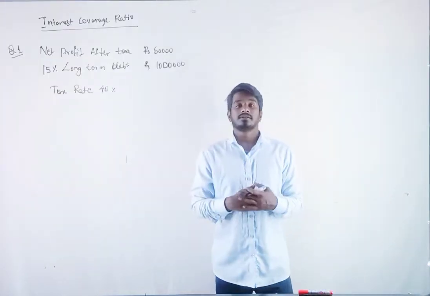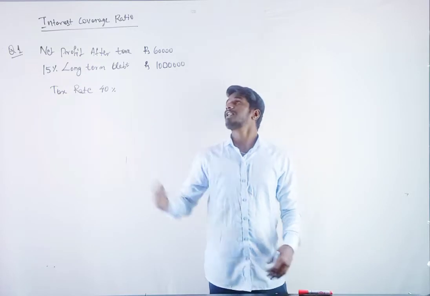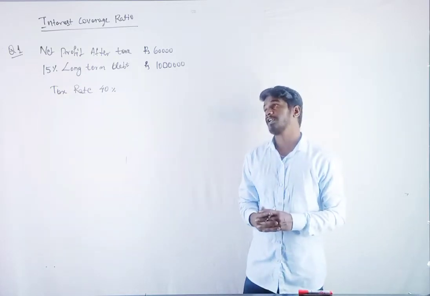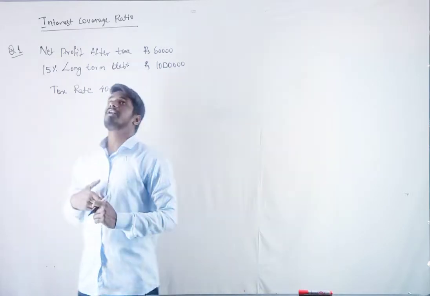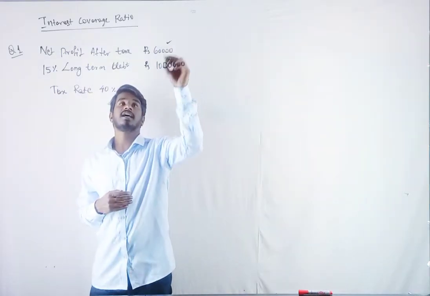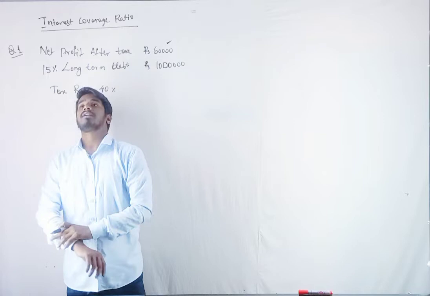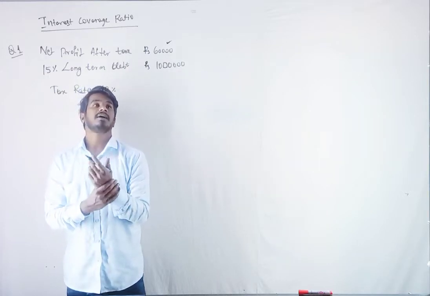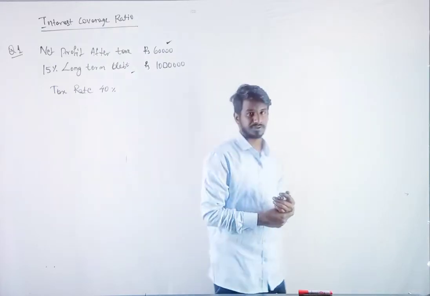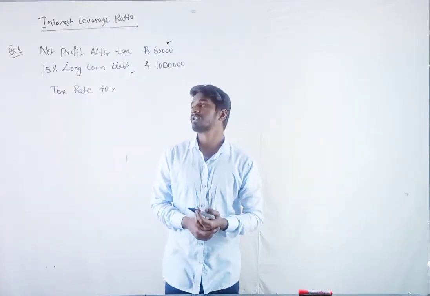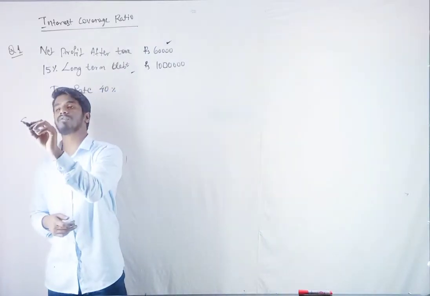So the next we have interest coverage ratio. Take down the question. Let us see what they have given. Net profit after tax they have given. Okay, 15% long term debt. Fine. Tax rate 40%. Okay, what is the formula for this?